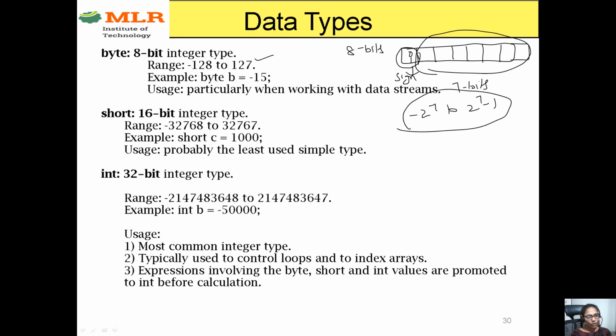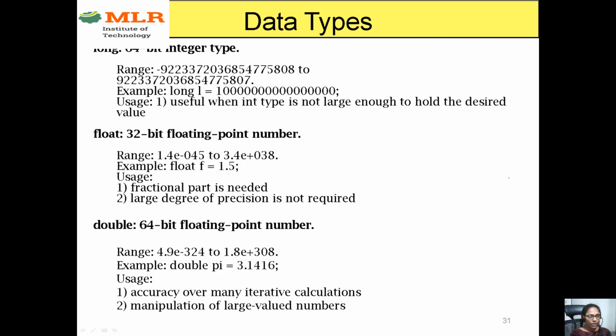In the same way, for short it is 16 bits, but 1 bit is used for sign. So the range will be -2^15 to 2^15 - 1. For integer it is -2^31 to 2^31 - 1. And for long it is -2^63 to 2^63 - 1. They have expanded these values, but you don't need to expand, you can simply write in terms of powers.